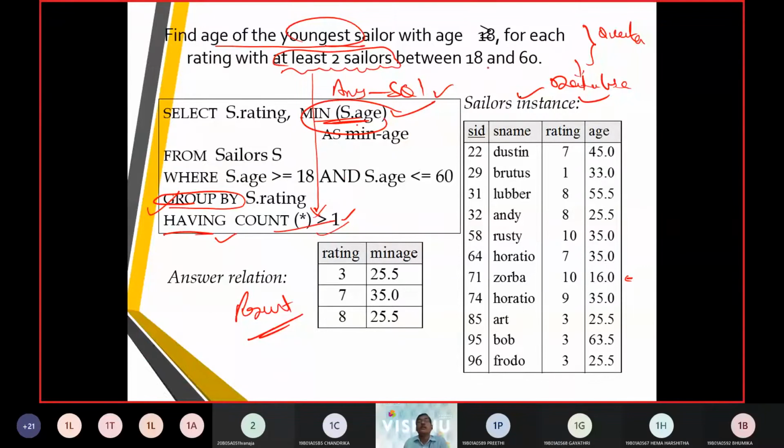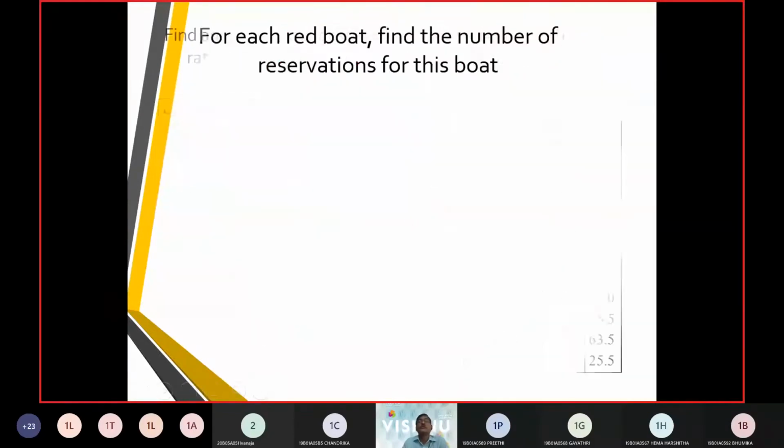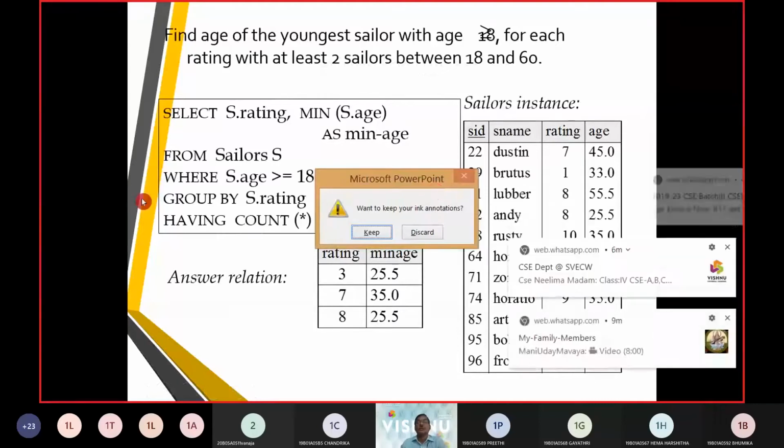And another thing was the age should be between 18 and 60. So it is between, right? So we are going to use and here. So minimum value, maximum value, you are going to give a range greater than 18 and less than or equals to 60. So in this way, we are going to put up the results.